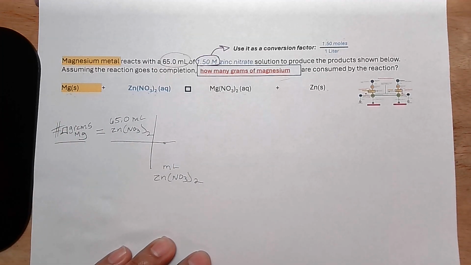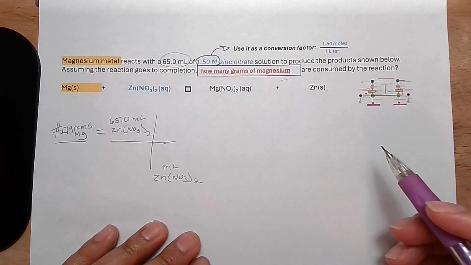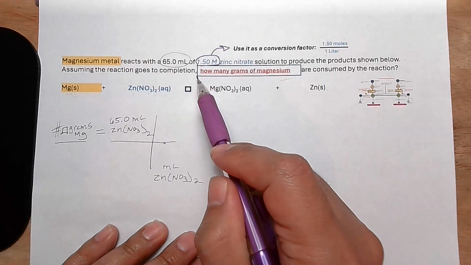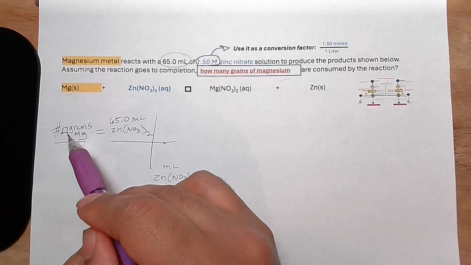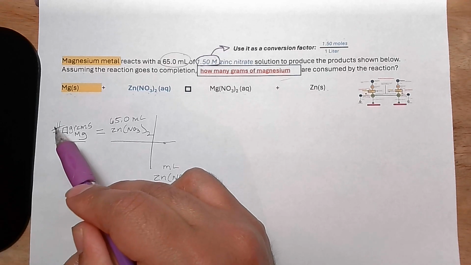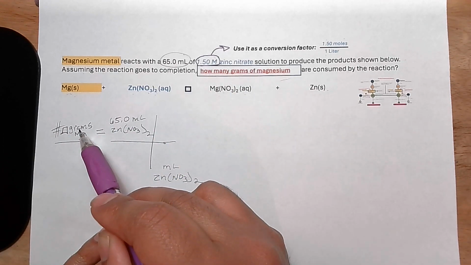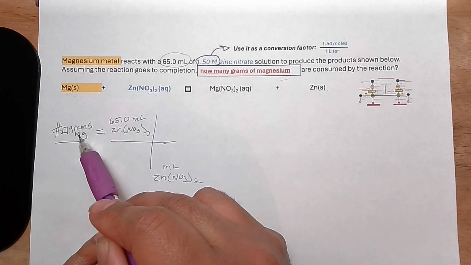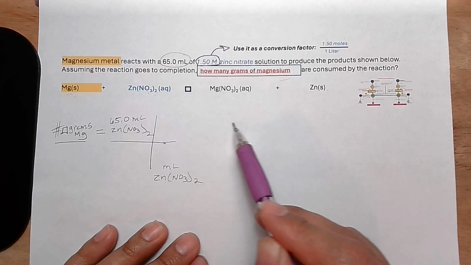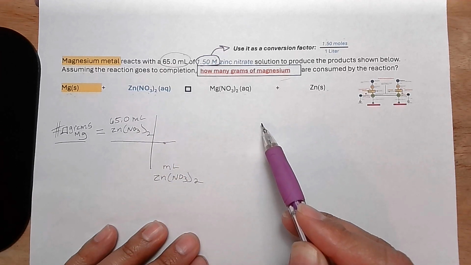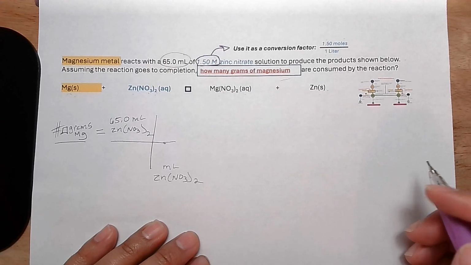were consumed. To be able to do that, I like to box what they're asking me for, and then write it over here. What we're looking for is some number that has the units of grams, and then the element magnesium. And that information better appear somewhere in the top of the dimensional analysis. If not, then that means my answer is wrong.